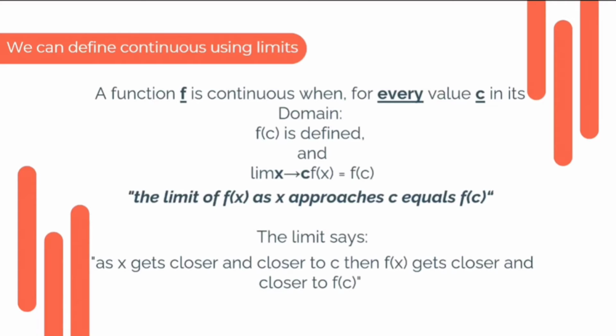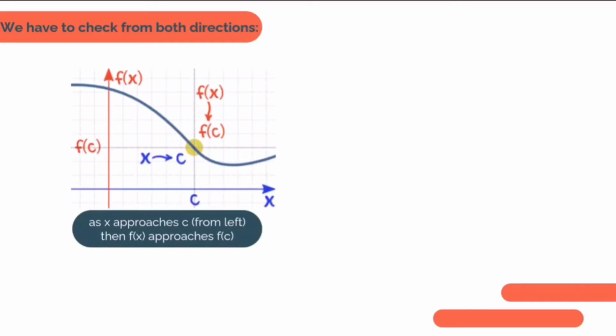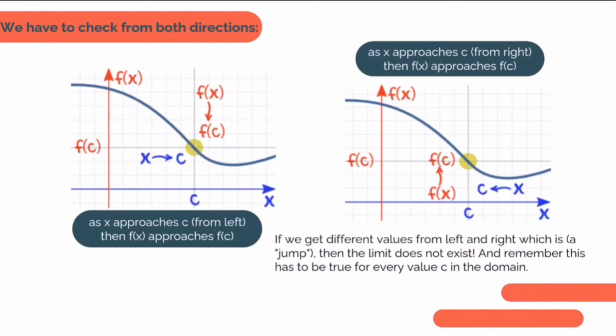The limit says as x gets closer and closer to c, then f(x) is getting closer and closer to f(c). We have to check from both sides. As x approaches c from the left, then f(x) approaches f(c). And on the other side, as x approaches c from the right, then f(x) approaches f(c). If we get different values from left and right, which is a jump, then the limit does not exist. And remember, this has to be true for every value c in the domain.